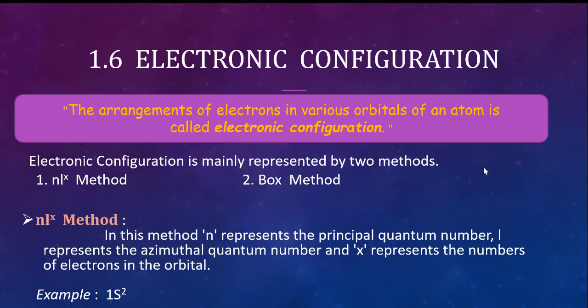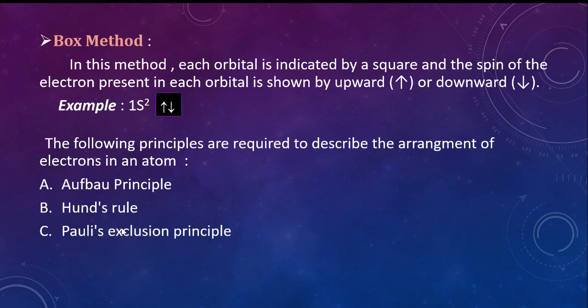So now we'll come back to the electronic configuration, which is represented by two methods, the nlx method and the box method. In the nlx method, n stands for the principal quantum number, that is the first quantum number, l stands for the azimuthal quantum number, that is the second quantum number, and x stands for the number of electrons. For example, 1s2, 2s2, 2p6, 3s2, like that.